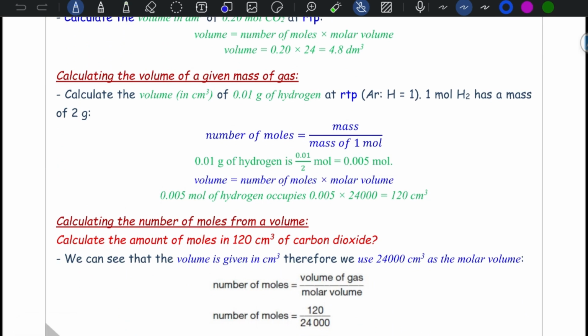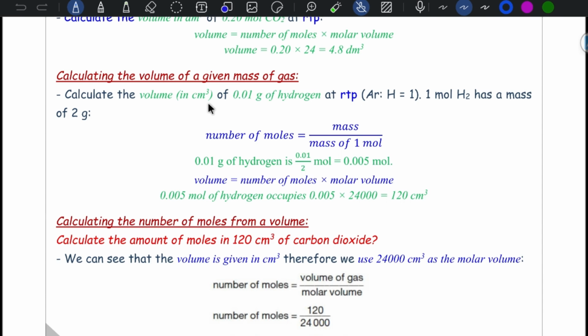Calculating the volume of a given mass of gas. Calculate the volume in cubic centimeter of 0.01 gram of hydrogen at RTP. AR of hydrogen is 1, and 1 mole of hydrogen has a mass of 2 gram. So you can calculate number of moles by just dividing mass 0.01 over mass of 1 mole. 0.01 over 2 equals 0.005 mole.